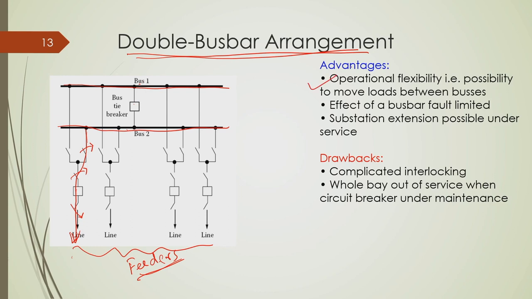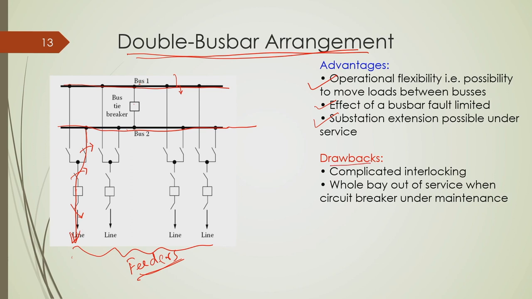Okay. The advantage is that we have operational flexibility. The effect of a particular bus bar fault is limited. If there is any fault in any bus bar, then you can get the power from the other bus, and substation extension is also possible under service. Okay. So, you can go for extension for other feeders through any of the buses, keeping that bus uncharged, okay, keeping the bus uncharged.